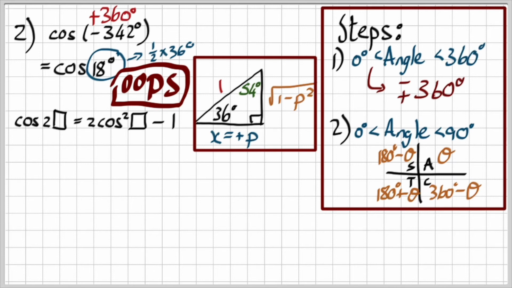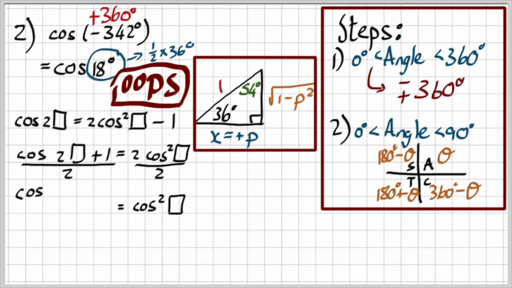So the cos double angle identity: cos 2 times block is equal to 2 cos squared block minus 1. What I'm going to try and do is get that cos block on its own. I'm going to try and isolate it. So I'm going to transpose the negative 1, and divide by 2 on both sides. Then I am left with cos squared block equal to cos 2 times block plus 1 over 2.